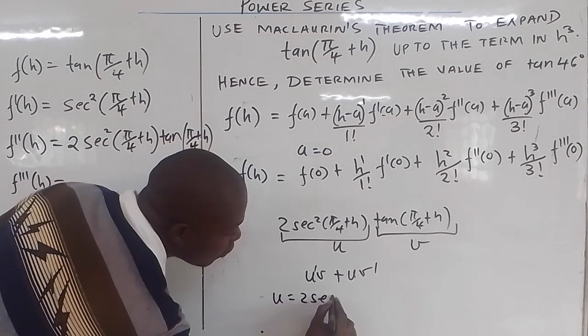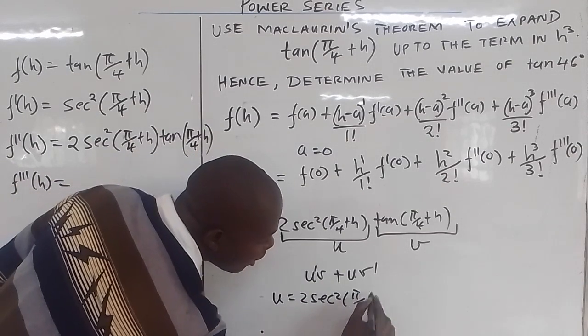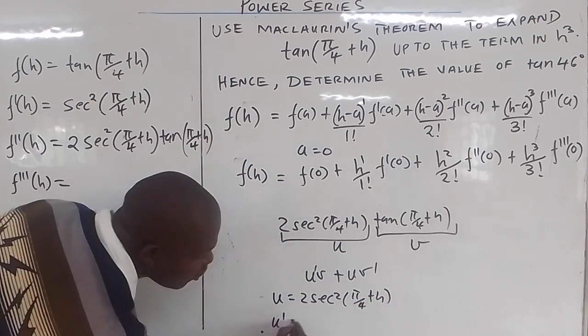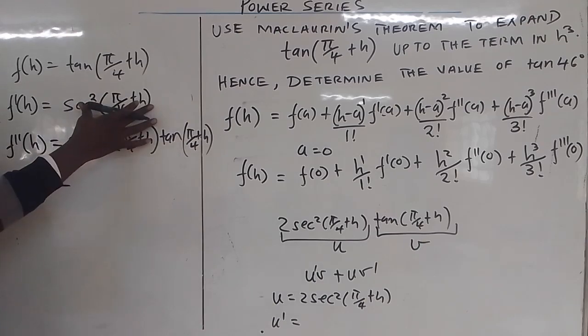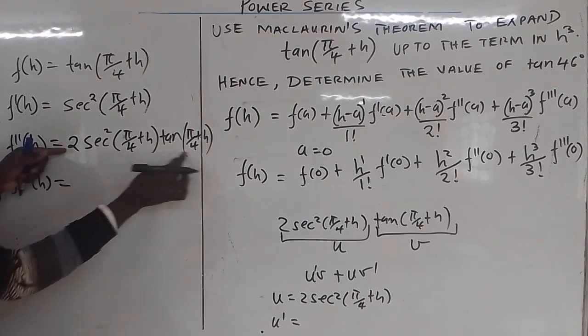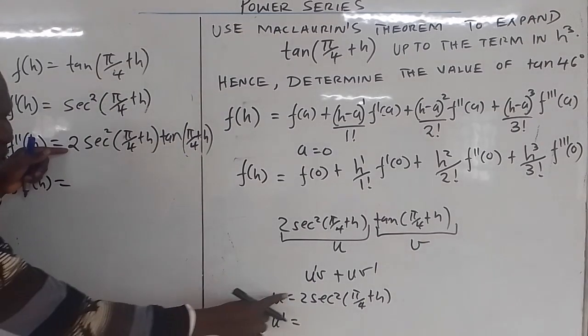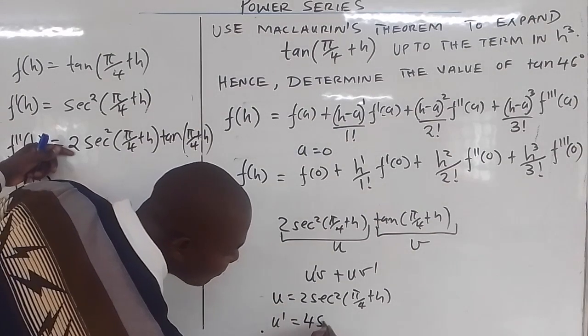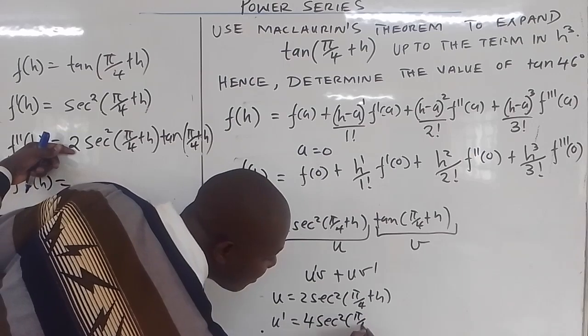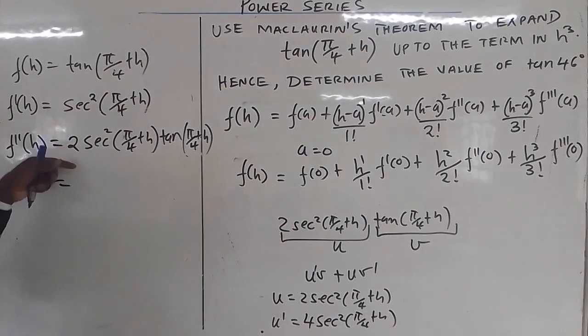If u is 2 sec squared (pi over 4 plus h), then what is u prime? If you differentiate sec squared (pi over 4 plus h), we got this, isn't it? Then you multiply by that 2, and it becomes 4 sec squared (pi over 4 plus h). We are done with u prime.